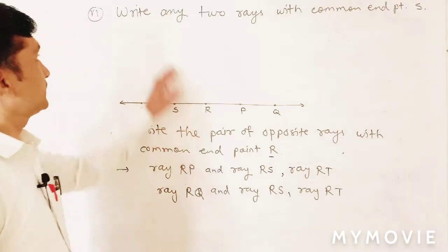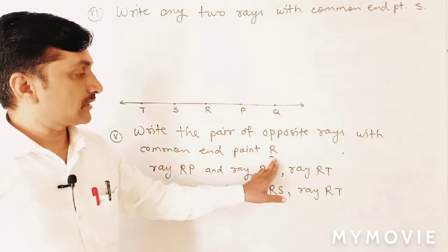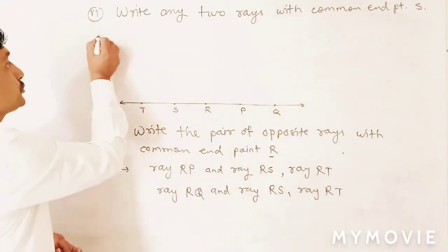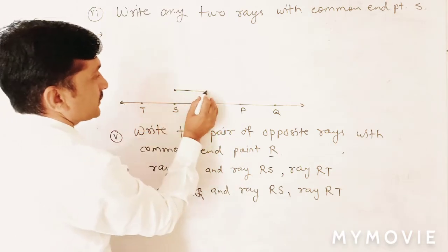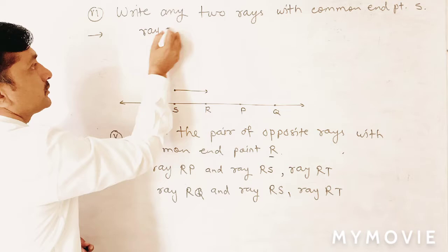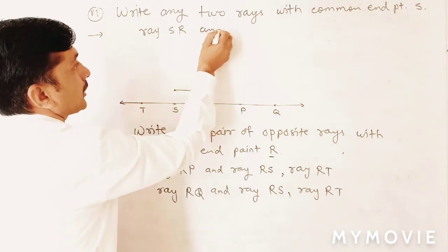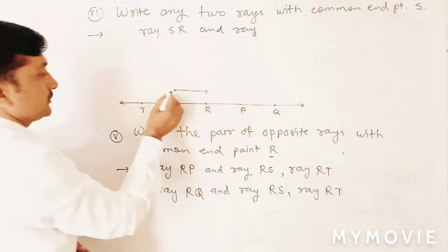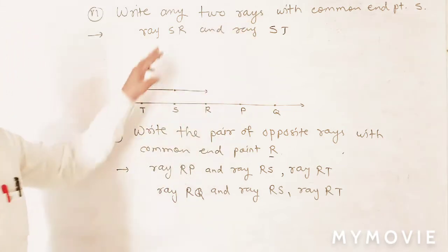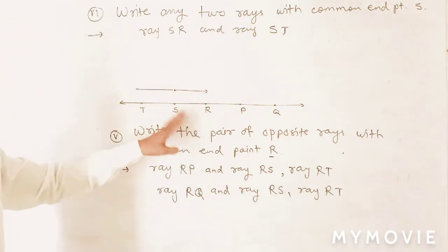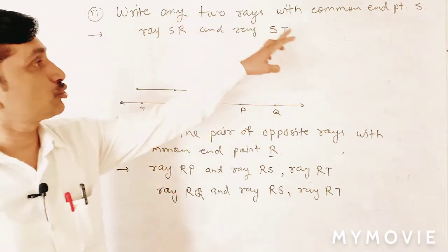Example number 6. Now here write any two pairs with common endpoint S. Here the common point was R, here it is S. Any two rays we have to write from S. Now from S we can write ray SR and ray ST. Any two rays. SR, ST. These are two opposite rays. Write any two rays with common endpoint.